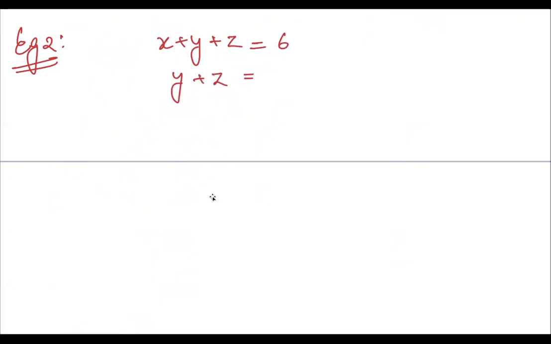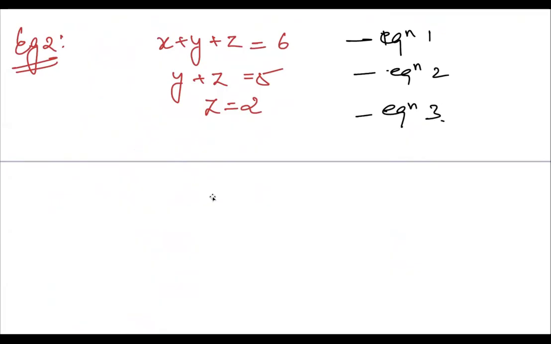Let's take a second example, which is x plus y plus z is equal to 6, y plus z is equal to 5, and z is equal to 2. So these are three equations. This is equation first, this is equation second, this is equation third. Let's try to solve it using the substitution method.